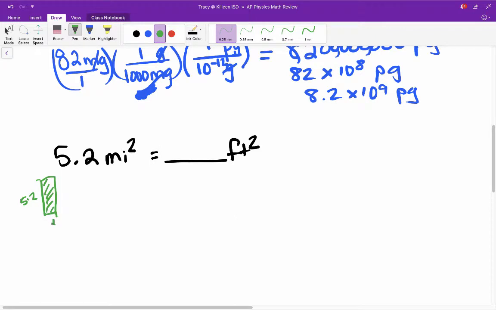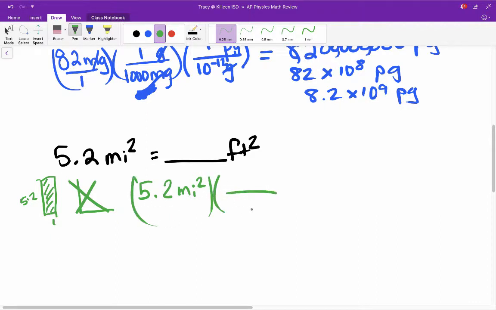You don't square the 5.2. It's not 5.2 on this side and 5.2 on this side. That would be whatever 5.2 squared is, 25 something. So that's wrong. But what you do have to remember when converting units is that this square matters, because to get from miles to feet, we're going to have to convert miles to feet twice. So when you set it up in dimensional analysis, you have 5.2 square miles.